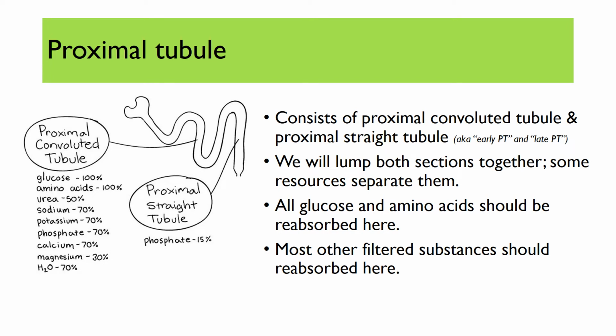The proximal tubule, as you may have learned in your anatomy class, I'm not sure if they covered it or not, is actually made up of two subportions that collectively we call the whole PT. Technically, they are a proximal convoluted tubule and a proximal straight tubule. Collectively, we can refer to that as either the early portion or the late portion of the proximal tubule.